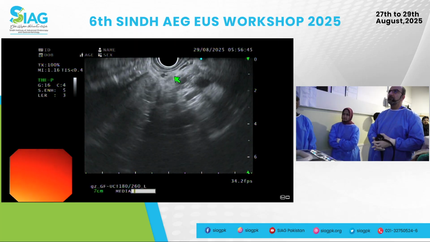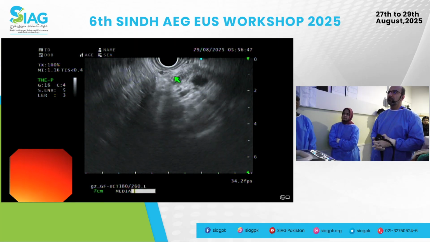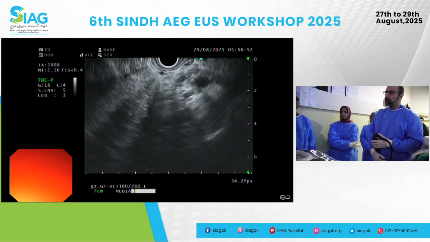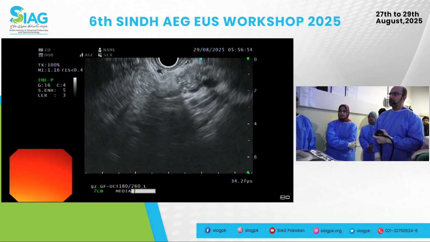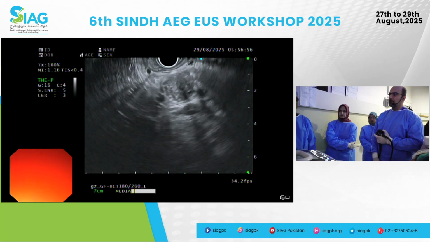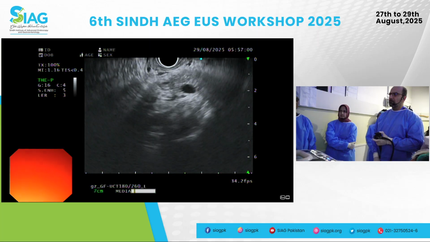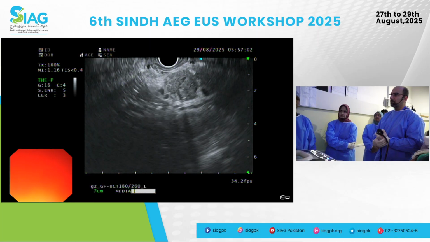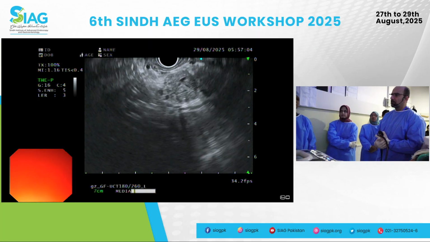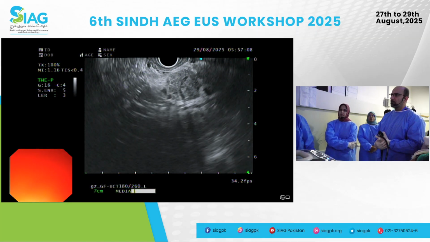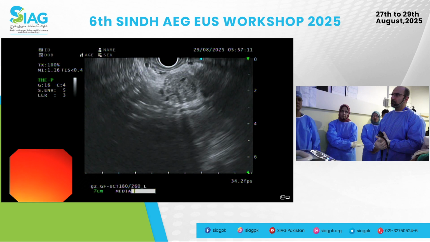On EUS, burnt-out autoimmune pancreatitis, recurrent pancreatitis, can have features of chronic pancreatitis, but in the early stages, it would look like an enlarged pancreas. There may be some fuzziness at the edges, but it would not be atrophic in one area and the rest of the pancreas very bulky. Usually the whole pancreas looks like that.